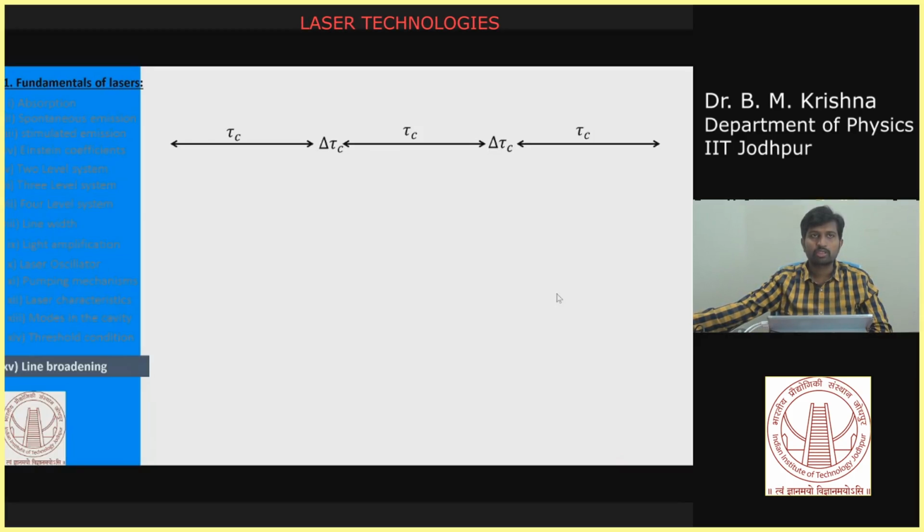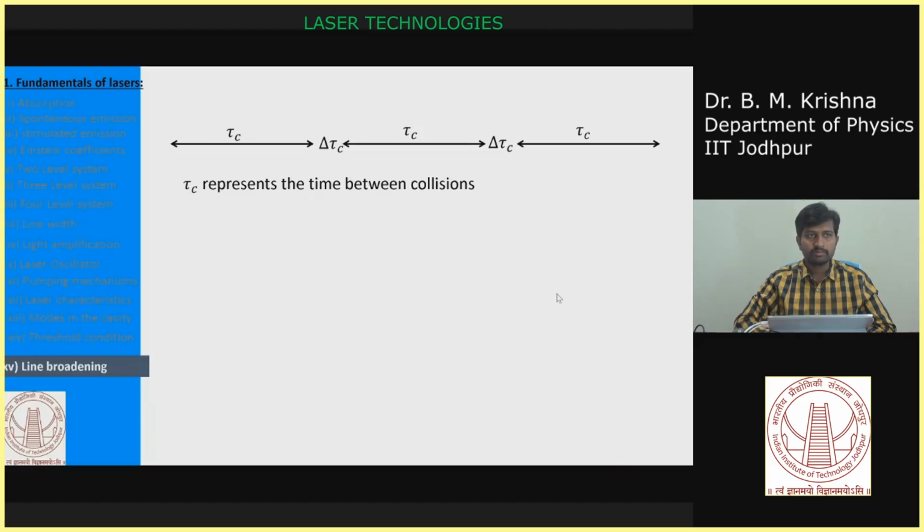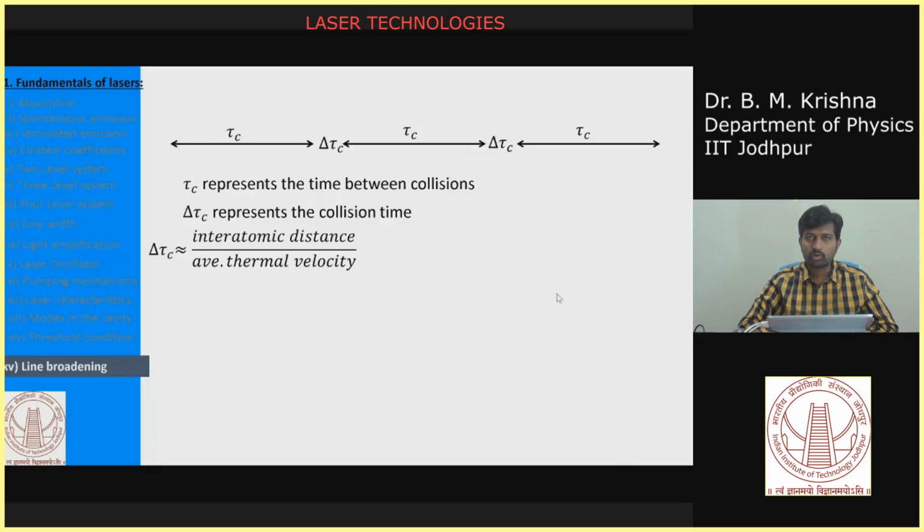Okay. So that means there are two events happening here. One is collision to collision. There is a time interval, and when there is a collision, the collision time will be different. Now we have two different time scales. Now consider delta Tc, our collision time. That depends upon interatomic distances and thermal velocity. If your interatomic distance is larger, your collision time will be larger. Similarly, it is inversely proportional to your thermal velocity.